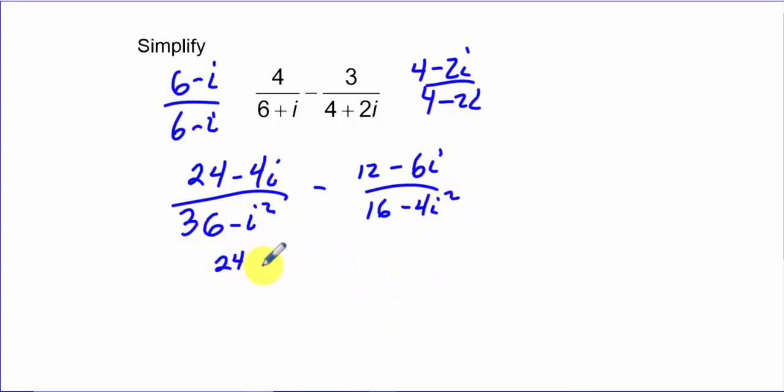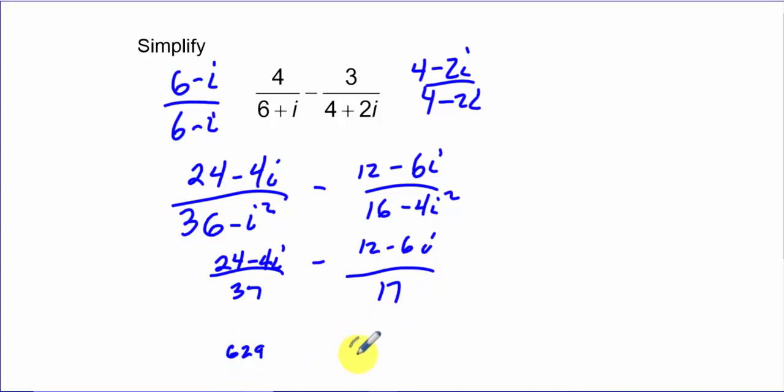Clean all those up a little bit. This is 24 minus 4i over 37. And this is 12 minus 6i over 17. I'm going to need a common denominator, which is just going to be the product of those two. So 37 times 17 is going to be 629. Write that down twice. This is going to get a multiplication of 17 over 17. This is going to get a multiplication of 37 over 37.